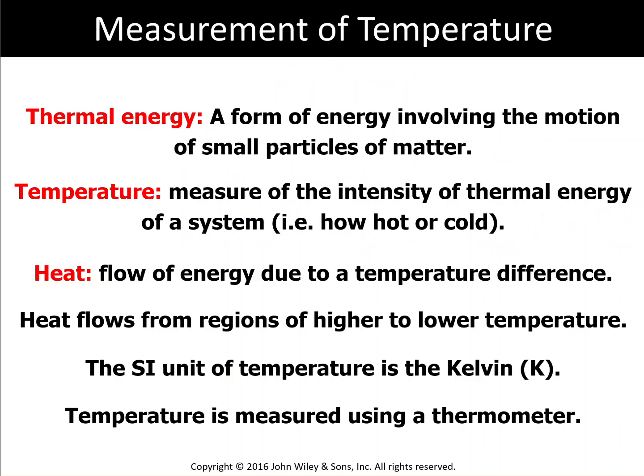So let's look at temperature and the units of temperature. Thermal energy is defined as a form of energy that involves the motion of small particles of matter. Temperature is the measure of the intensity of the thermal energy. So the higher the thermal energy, the higher the temperature. The lower the thermal energy, the lower the temperature. Also, we define heat as flow of energy due to a temperature difference, and heat always flows from hot to cold. Now, the SI unit of temperature is Kelvin, and the device that we use in order to measure the temperature is the thermometer.